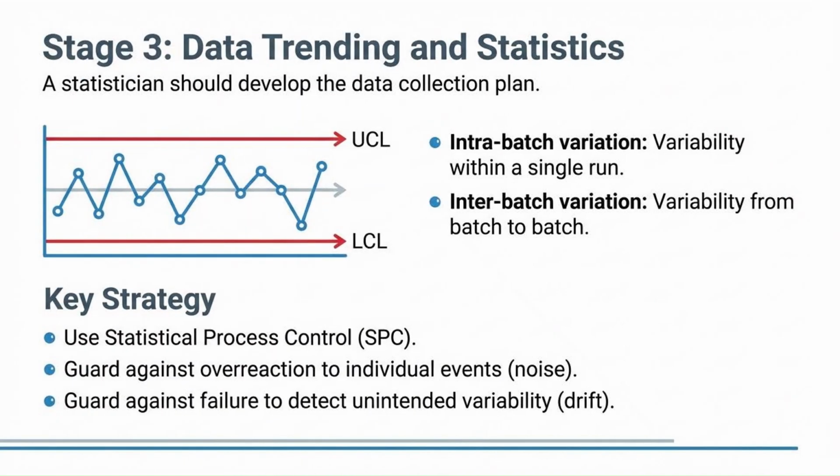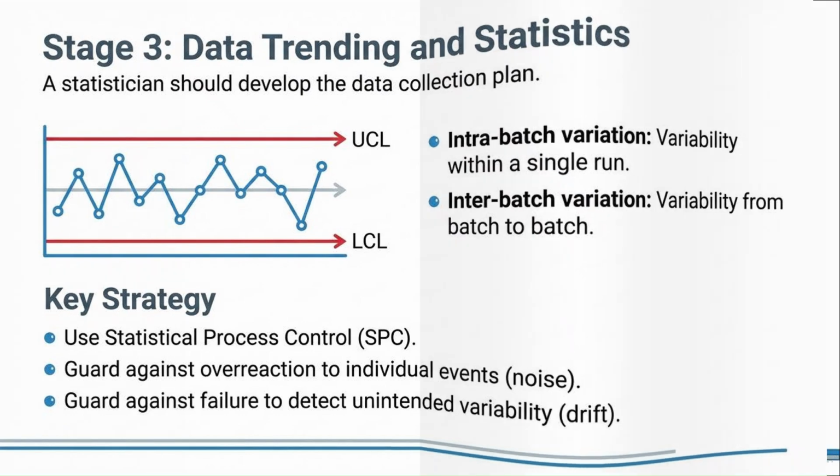This is where the statisticians take the lead. We use statistical process control, SPC, to monitor intra-batch and inter-batch variation. We aren't just looking for passes or fails. We are guarding against process drift and unintended variability. If you don't understand your noise, you'll never see the signal.